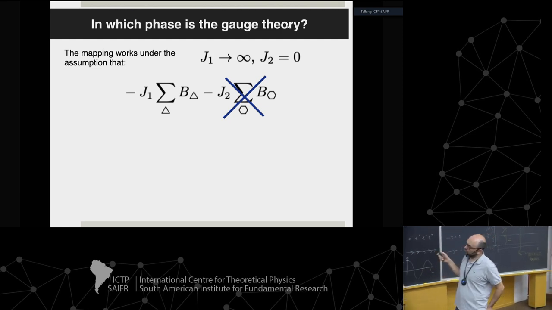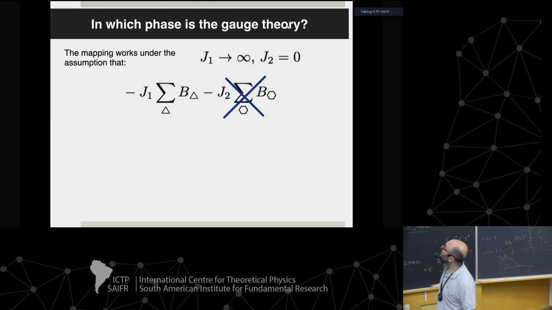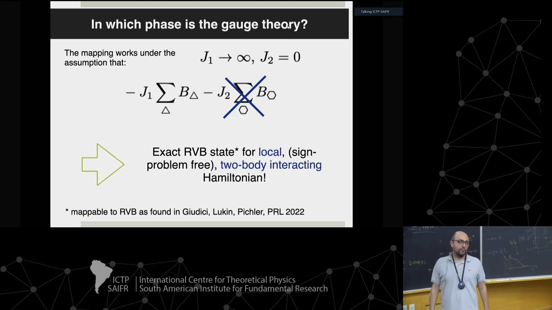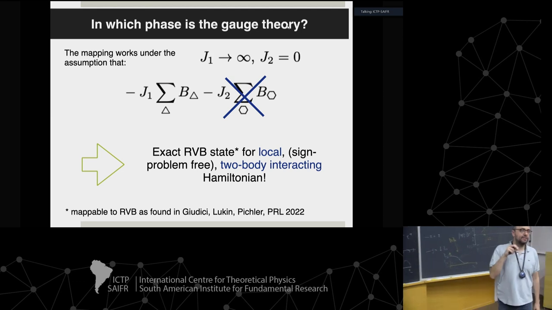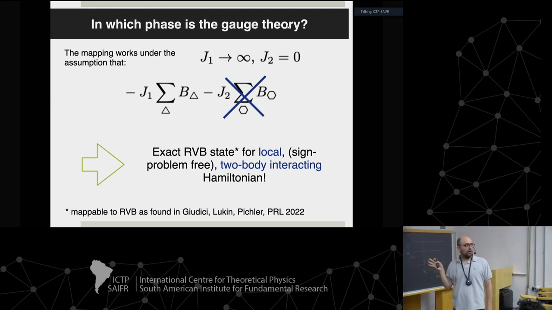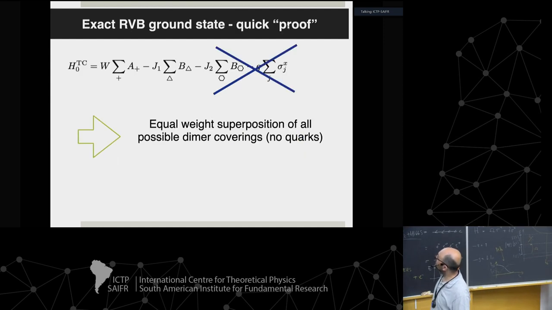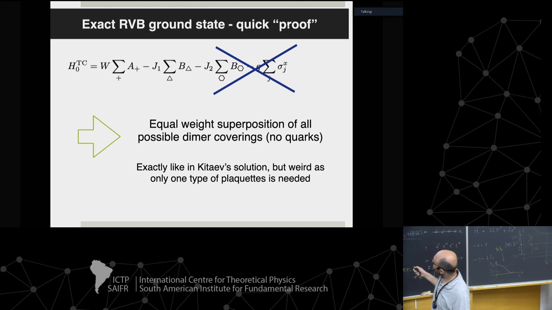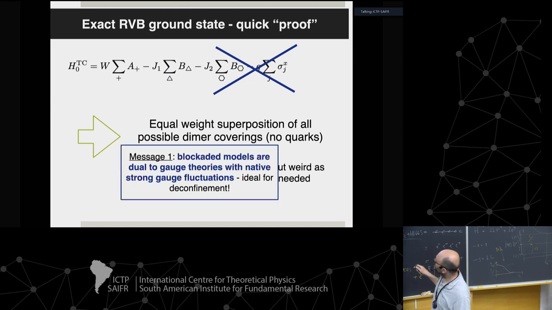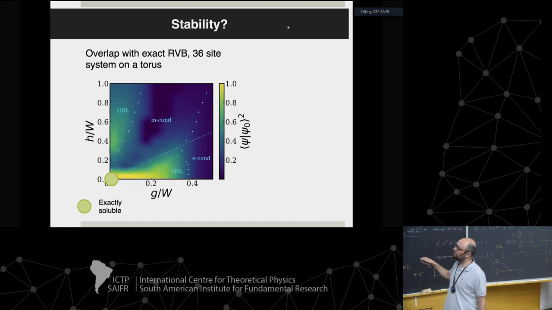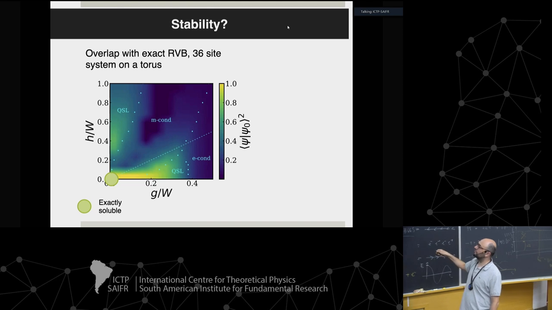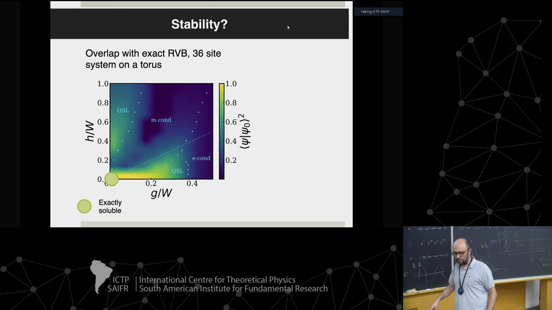But J1 equal to infinity is good because it implies a very strong magnetic field. If one does the math right, we can actually find a point in parameter space where the ground state of our gauge theory is an exact resonating valence bond state, which is a form of spin liquid, and is very easy to understand. In principle, we can move from this exactly soluble point, which is not exactly the one described by Rydberg, and study the extent of this quantum spin liquid state in this model.